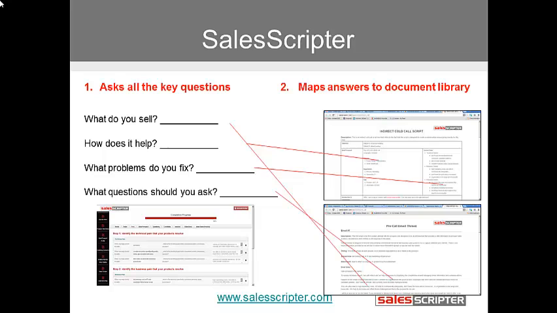SalesScripter will ask you questions. So, what do you sell? How does it help? What problems does it fix? What questions should you ask to see if those problems are there? When you answer those questions, your answers are then linked to a library of templates, basically linked to a document library. And so it's extremely powerful. It can take you step by step through all that stuff that we just went through and make that a lot easier.